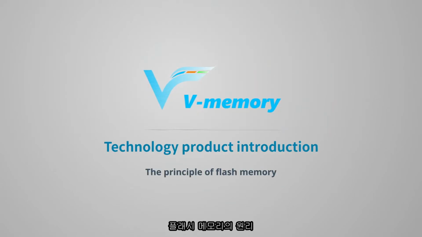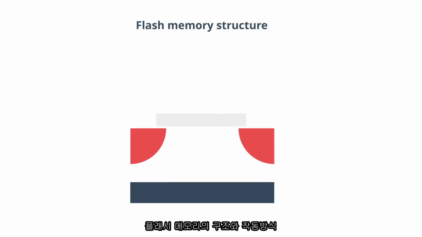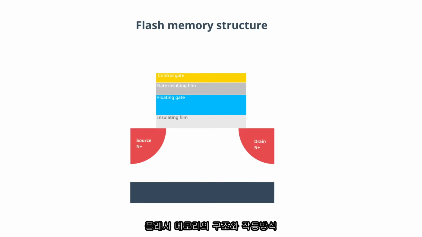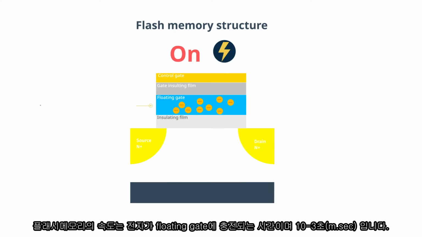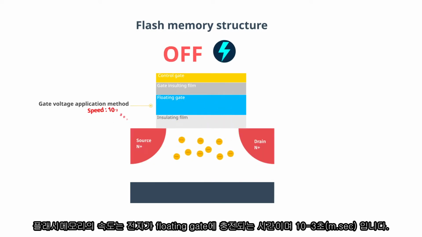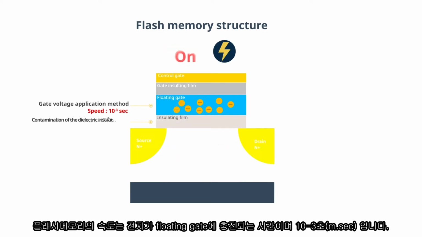Technology product introduction. Structure and operation of flash memory. Existing flash memory works by applying voltage to the gate to charge and discharge electrons to the floating gate. The speed of flash memory is milliseconds when the electrons are charged to the floating gate.